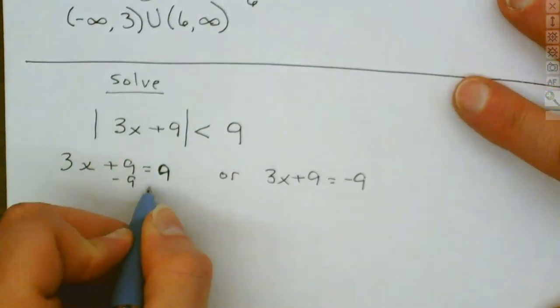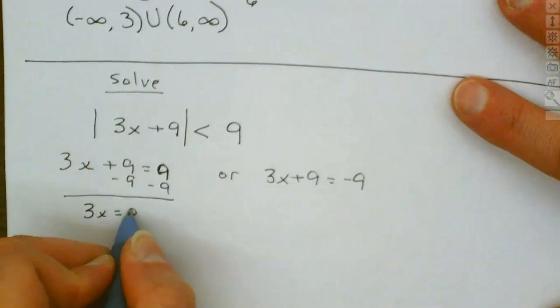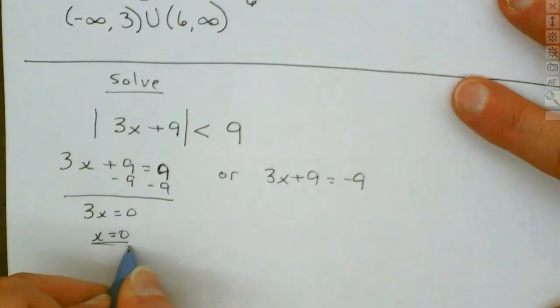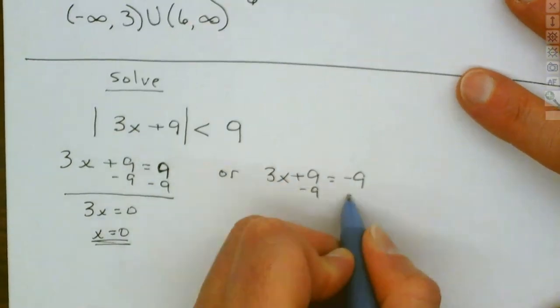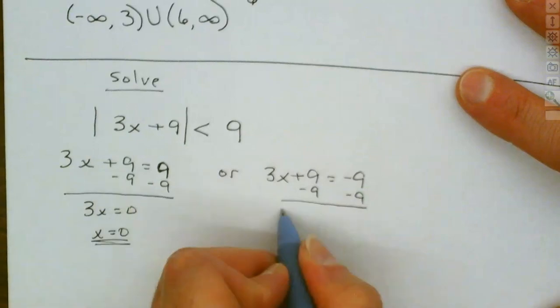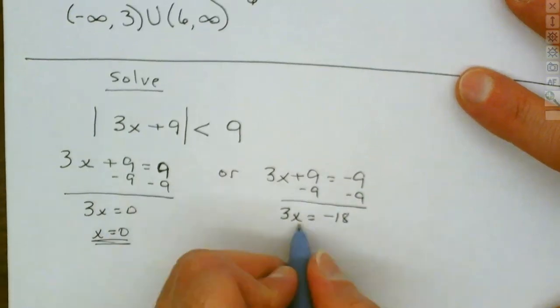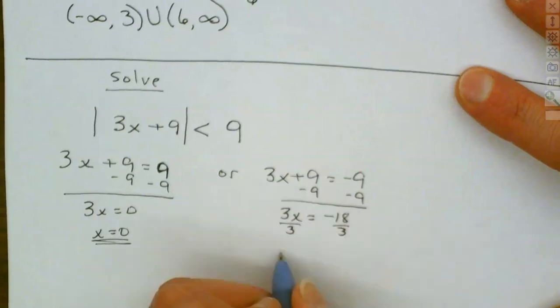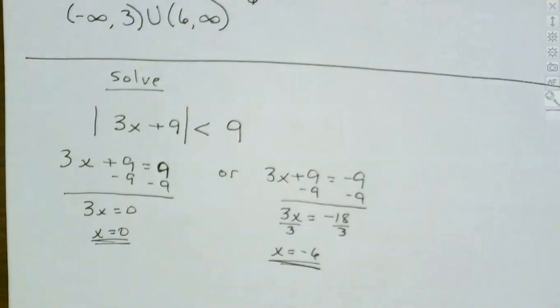We move the 9 over. So 3x equals 0. So x equals now 0. The other one, we move the 9 over. So we have 3x now equals a negative 18. Divide by our 3. And we've got x equals a negative 6, don't we? We are not done yet, though, are we?